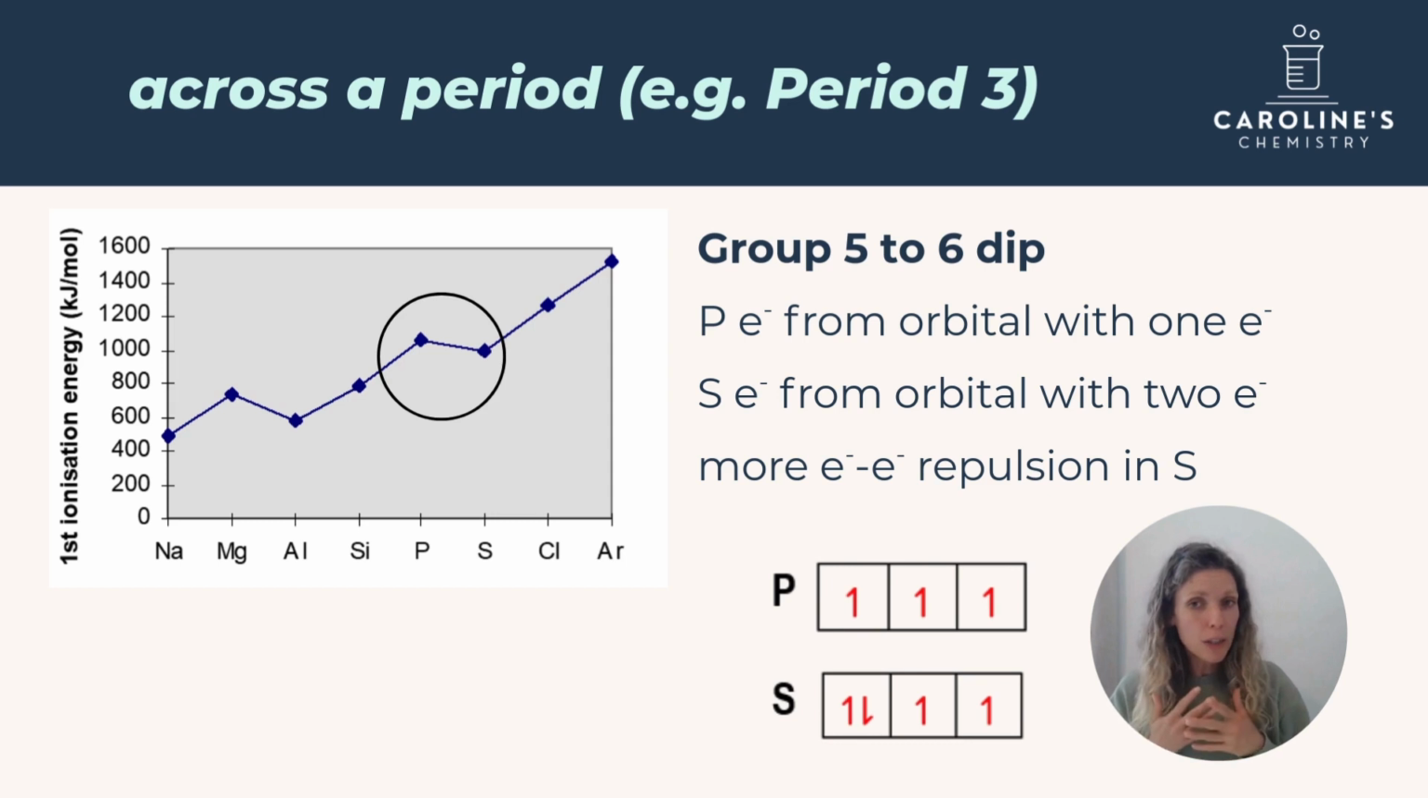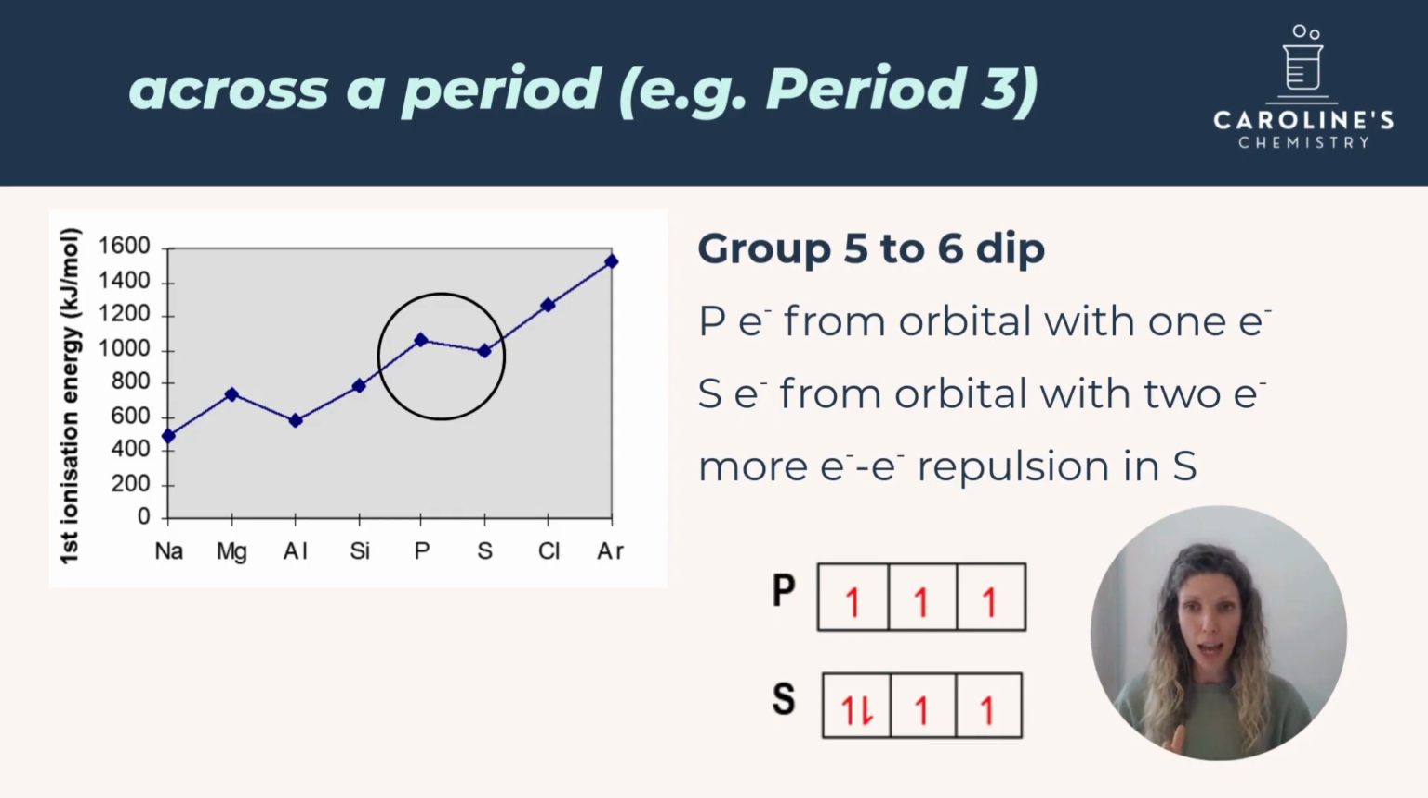However, when you consider sulfur's electron configuration, then it is 3p4. So you have one electron in each orbital, and then the fourth electron has to go back and pair up within an orbital. And that means there's more electron-electron repulsion in sulfur, meaning less energy is required to remove that electron. Now, a key word there when you are explaining it is the word more.